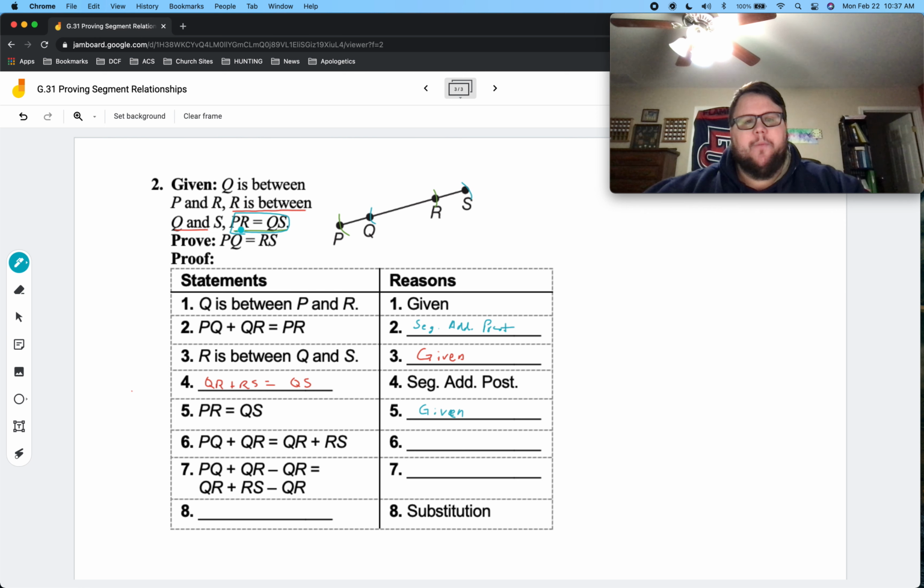Well, how do we know that? Because PR equals QS, and we already proved that PR is actually PQ plus QR, and we proved that QS is QR plus RS. So now we can say that PQ plus QR equals QR plus RS. And the reason we can do that is because of substitution.